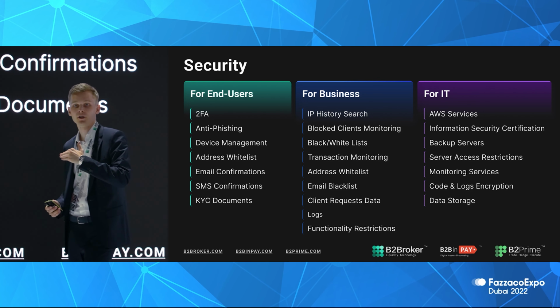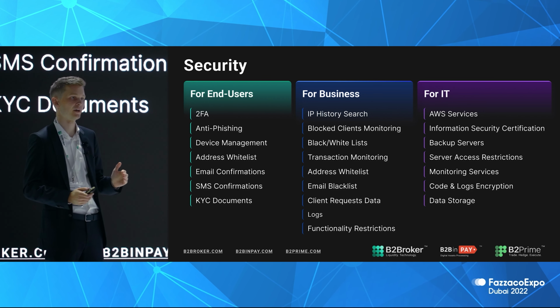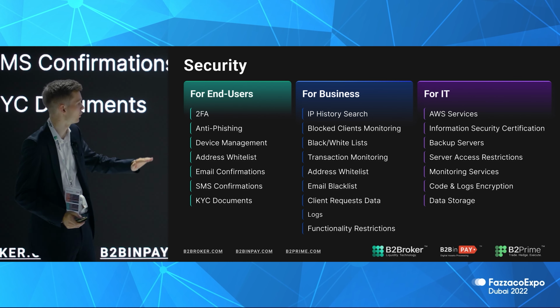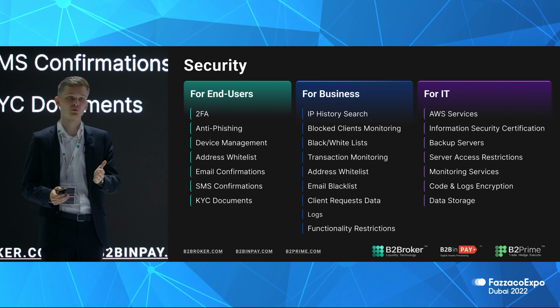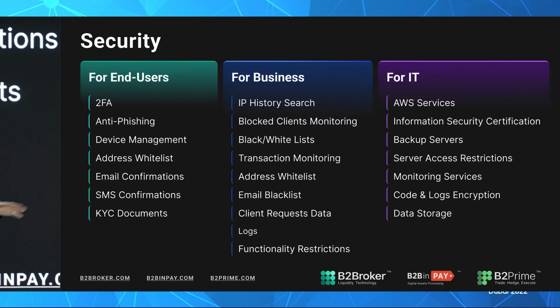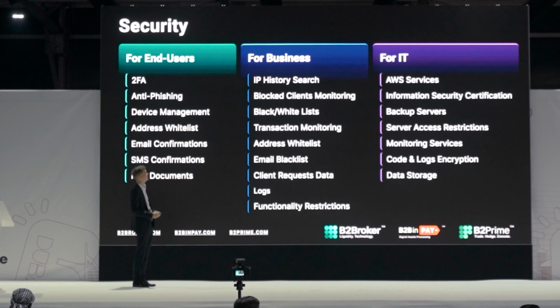And functionality restrictions. So this is basically regarding every client, if there is suspicious activity, you want to make sure that you are cutting some sort of functionality for him in particular. This is the functionality that needs to be implemented in the back office.